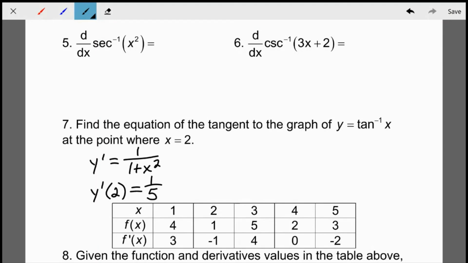The other thing I need is to know what the point is that this line has to go through. Well, when x is 2, I have a y value of inverse tangent of 2. Now, you might be tempted to plug that into the calculator and get a decimal approximation of inverse tangent of 2.